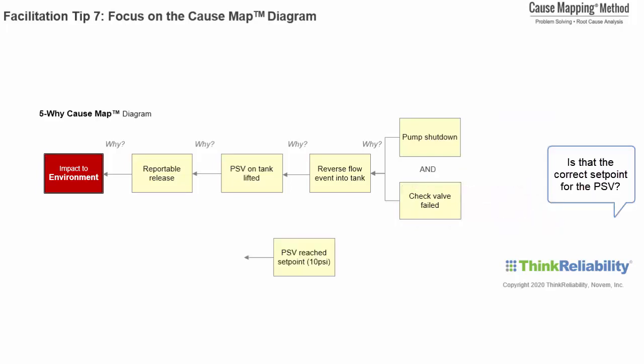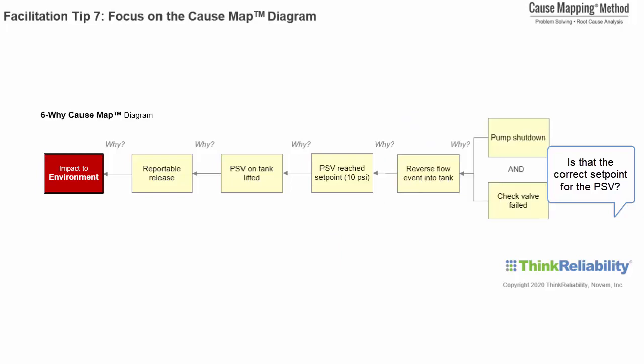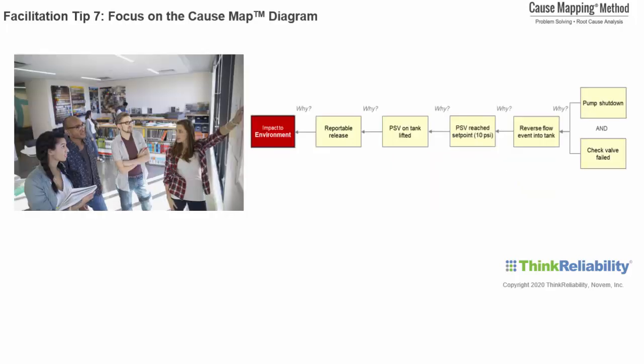And when someone mentions the set point on the PSV, I ask them to quantify what that set point is. They mention that it's 10 psi, and then it becomes pretty obvious that the PSV on the tank lifted because the PSV reached that set point because of the reverse flow. So that cause map diagram becomes a great tool to help document and organize your information, as well as drive productive conversations during your incident investigations.